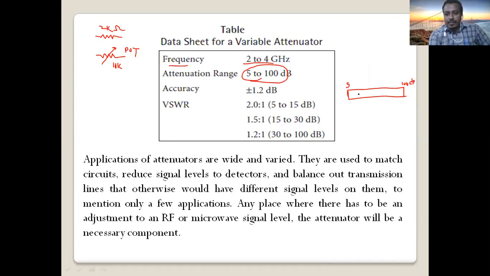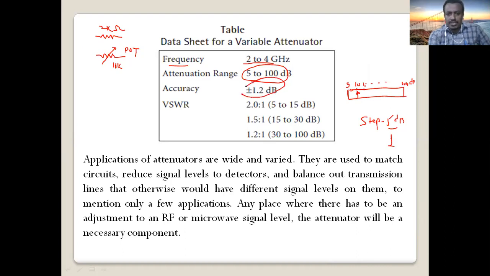Now, if it is step variable, there are steps you can adjust. For example, if the step value is 5 dB, what does it mean? The next value you'll get is 10. The next value you'll get is 15. Up to 100. So you can select 10 dB, 15 dB, because the step is 5 dB. Is it possible to get 11 dB? No, because the step is 5. If the step is 1 dB, it's much better. The next values you'll select will be 6, 7, increasing by 1 dB. If it is continuous variable, you can adjust to any value.